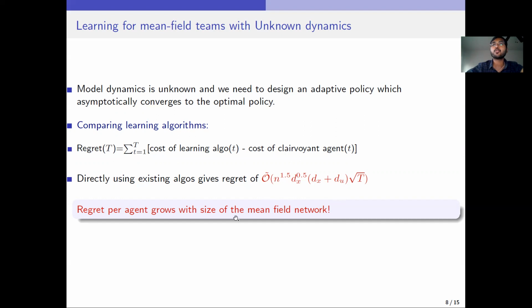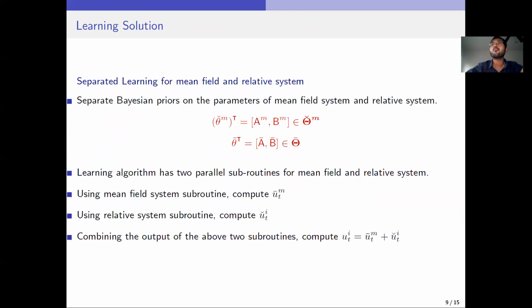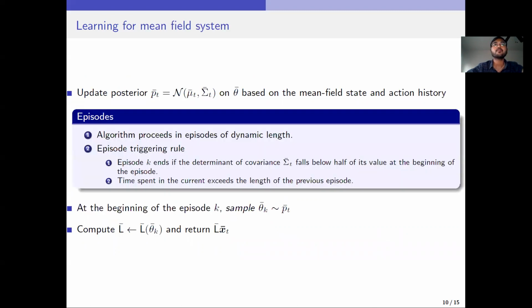So regret per agent grows with size of the mean field network. So we have to come up with a method which doesn't scale with n. So, separate learning for mean field and relative system. We have separate Bayesian priors on parameters of the mean field system and the relative system, and we have a learning algorithm with two parallel subroutines for the mean field and relative system. Using the mean field subroutine, we compute U bar MT, and using the relative system subroutine, we compute U bar YT, and we combine them to compute UI of.